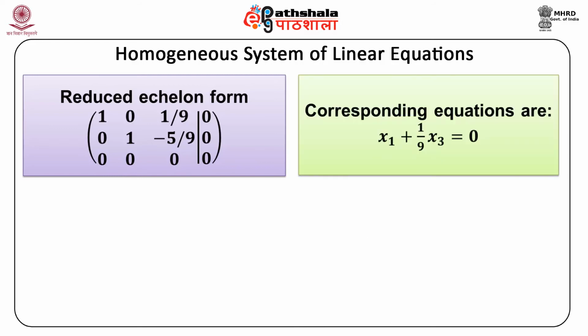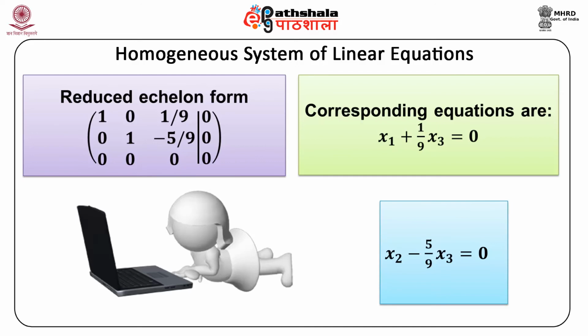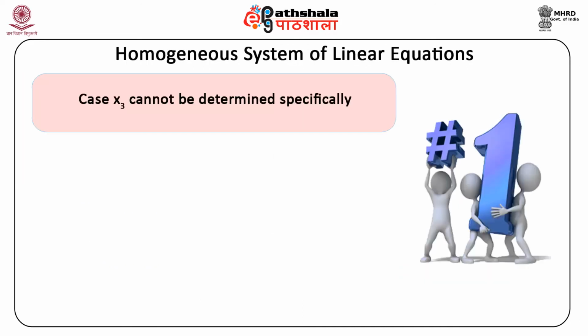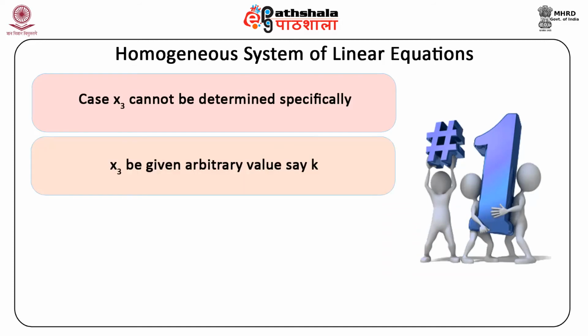The corresponding equations are x1 plus 1 by 9 x3 equal to 0, x2 minus 5 by 9 x3 equal to 0. In this case, x3 cannot be determined specifically, so x3 can be given an arbitrary value, say k.